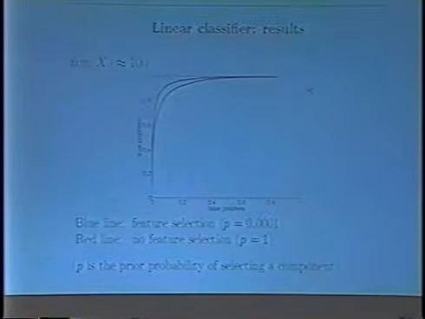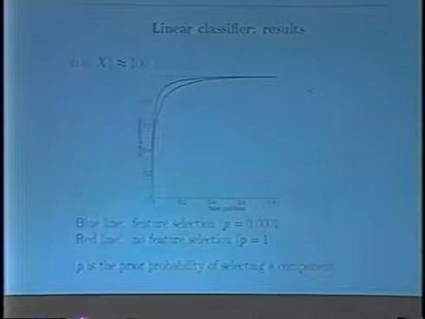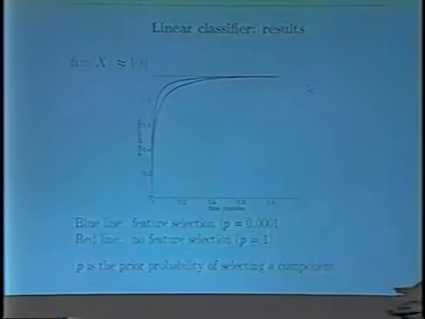Okay, so perhaps one counterintuitive feature of this is that when I get more and more examples, this gap closes. And if I have only very few examples, then the gap is very large. So feature selection works best when I have only few training examples.